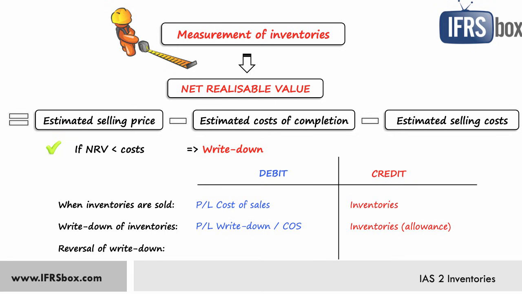If there is a reversal of any write-down due to an increase of net realizable value, then you should recognize it as a reduction in the amount of inventories recognized as an expense in the period in which the reversal occurs. The journal entry is to debit inventories or allowance account and credit profit or loss, cost of sales most often, or reversal account. So this was the basic introduction to inventories as arranged by IAS 2.